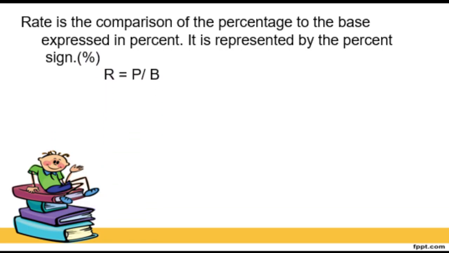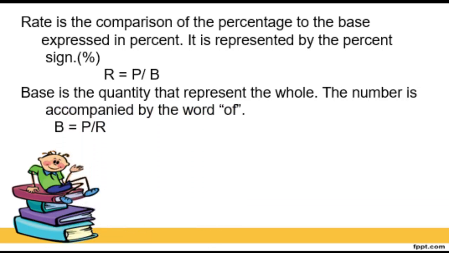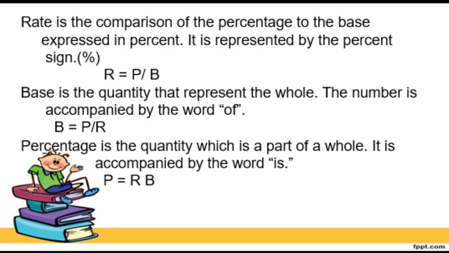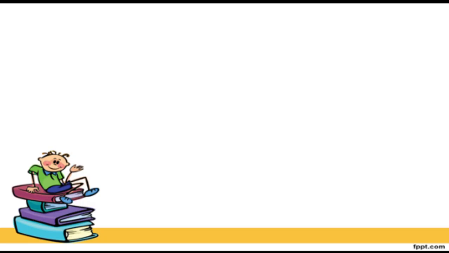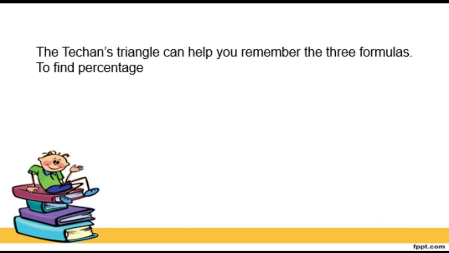So R is equal to P over B, and I'll discuss that as we go on using the Tekans triangle. For the base, that is the quantity that represents the whole. The number is accompanied by the word "of", and B is equal to P over R. The last term is percentage, the quantity which is part of a whole. It is accompanied by the word "is", and P is equal to R times B. Again, we use the Tekans triangle to remember the three formulas.